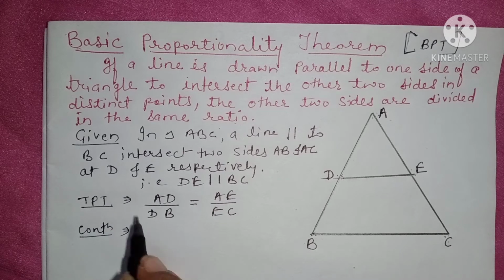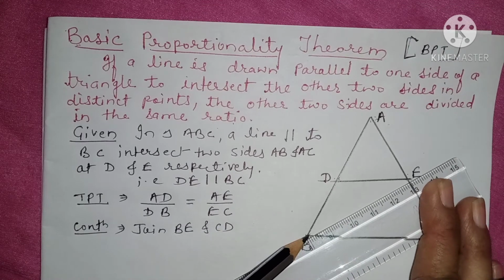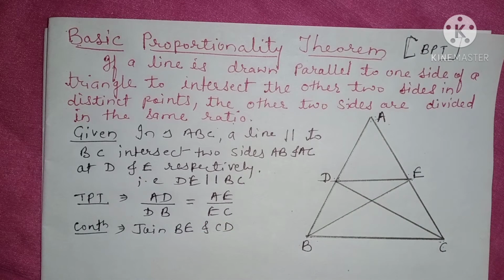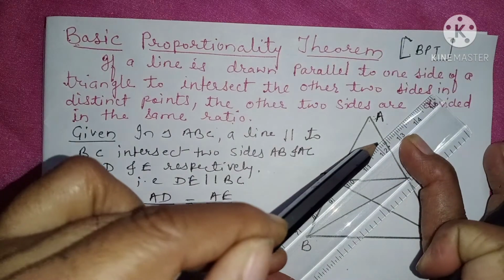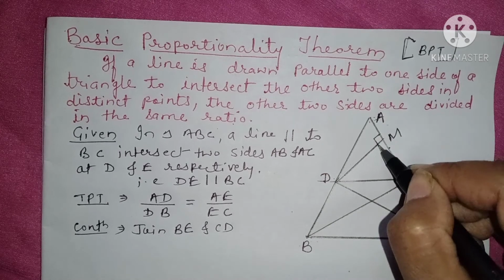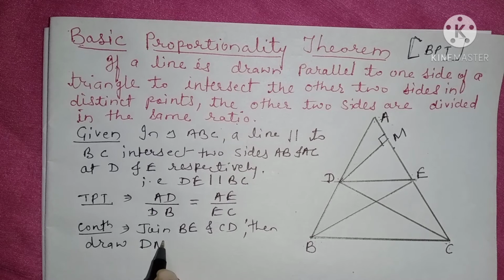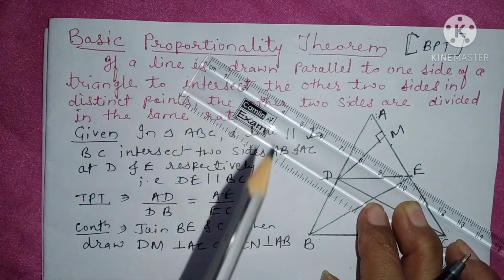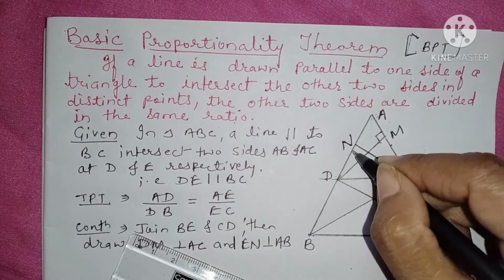So let's join BE and CD. We join BE and we also join CD. After this we need a perpendicular, so let's draw a perpendicular. Draw this DM perpendicular to AC. From here, draw a perpendicular on AC and name it M. This is DM perpendicular to AC. And one more perpendicular, EN perpendicular to AB. Let's draw EN perpendicular to AB. This is N. EN is perpendicular to AB.